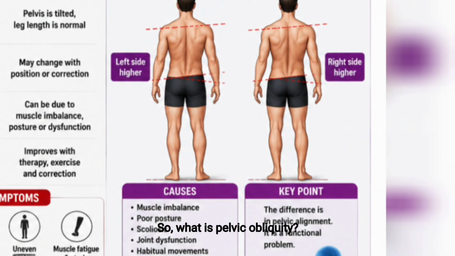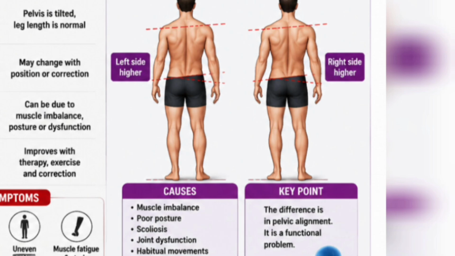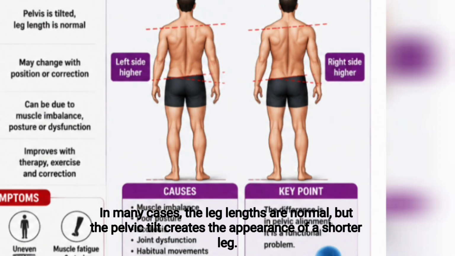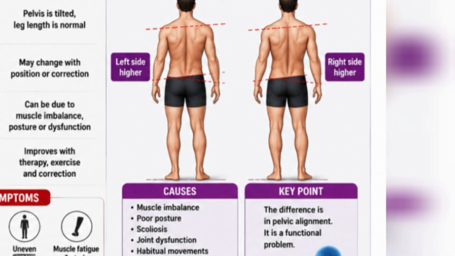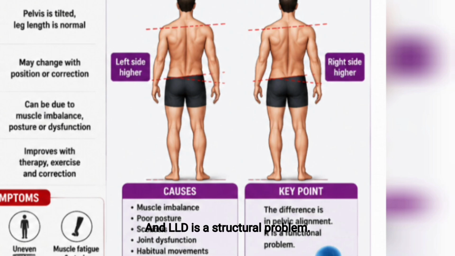So what is pelvic obliquity? Pelvic obliquity refers to an asymmetrical position of the pelvis where one side of the pelvis is higher than the other. This is often caused by muscle imbalance, poor posture, scoliotic changes, or joint dysfunction. In many cases, the leg lengths are normal, but the pelvic tilt creates the appearance of a shorter leg. The most important key point is the difference in pelvic alignment. It is a functional problem, not a structural problem, and LLD is a structural problem.